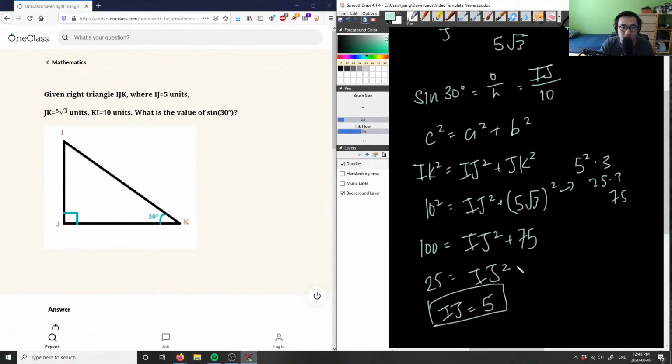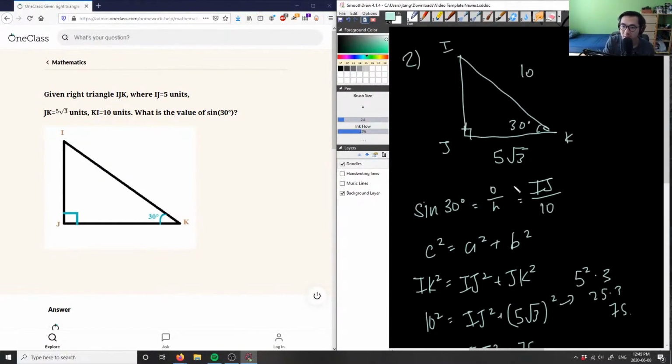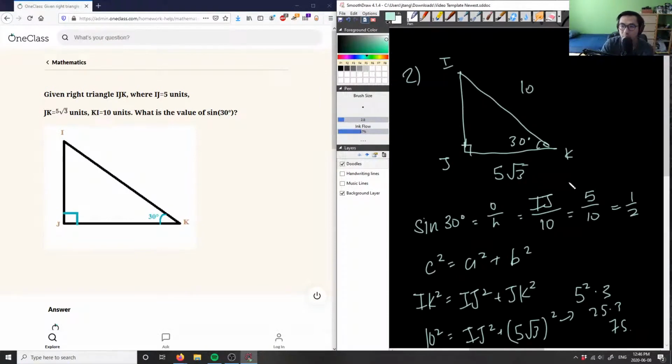So as you can see here, IJ equals 5, which means sine 30 is going to be opposite over the hypotenuse. So IJ over IK, which is 10. So this is going to be 5 over 10, which will equal 1/2. So sine 30 is going to give me 1/2, and that's going to be our solution for this problem. And what I can do is type that on my calculator as well. And as you can see, sine 30 indeed equals 1/2. So this here is our solution.